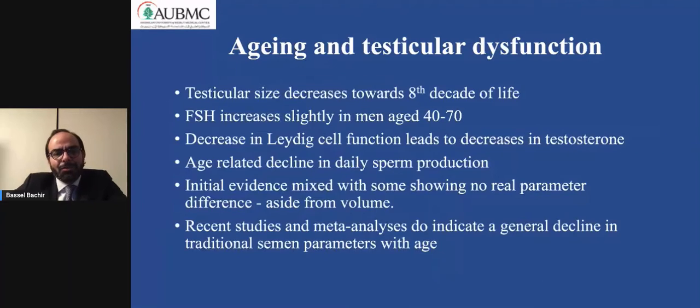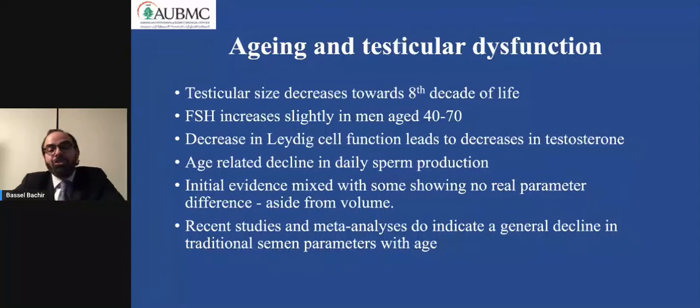But what is less understood is the detrimental effect of age on sperm. What we know is testicular size decreases with age. FSH starts to increase slightly, especially after the age of 40. There is a decrease in Leydig cell function and a decrease in testosterone levels. There is also an age-related decline in daily sperm production.